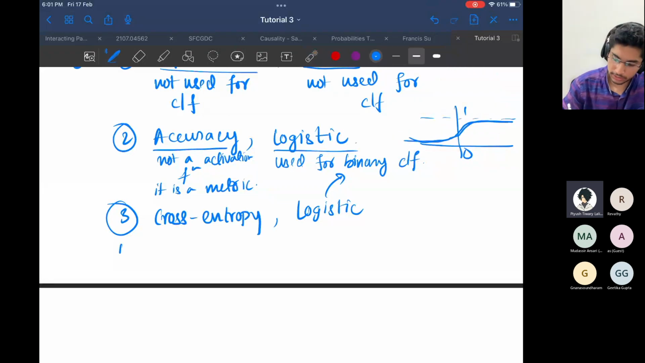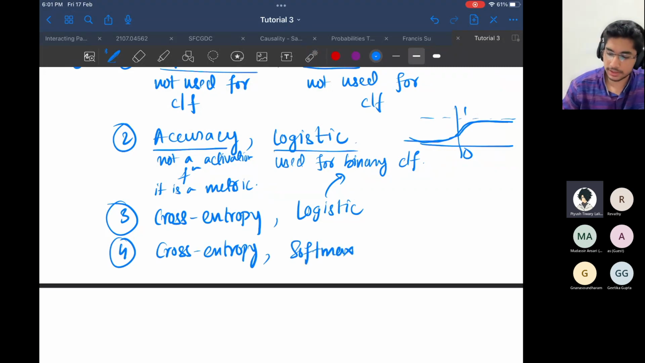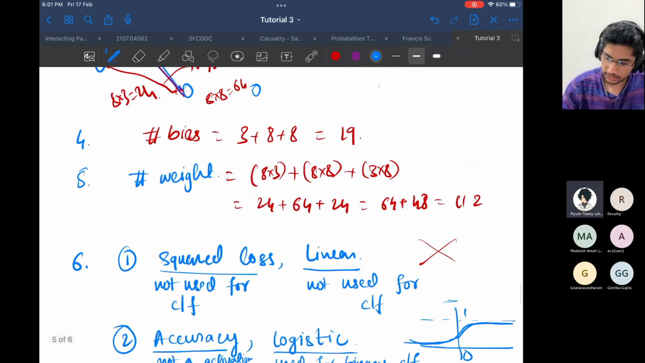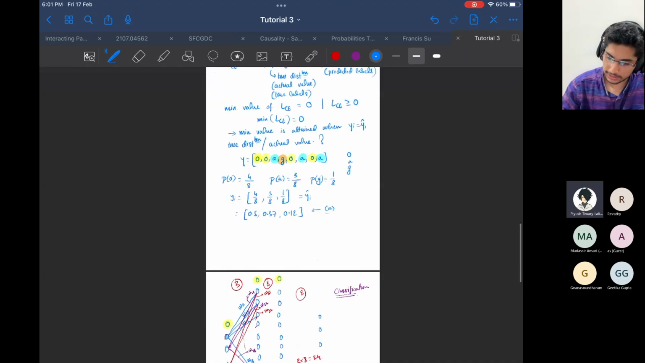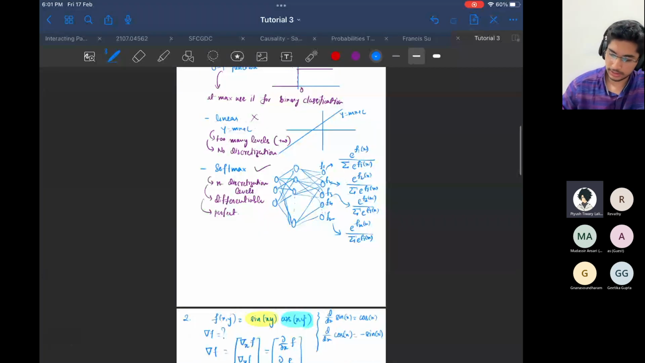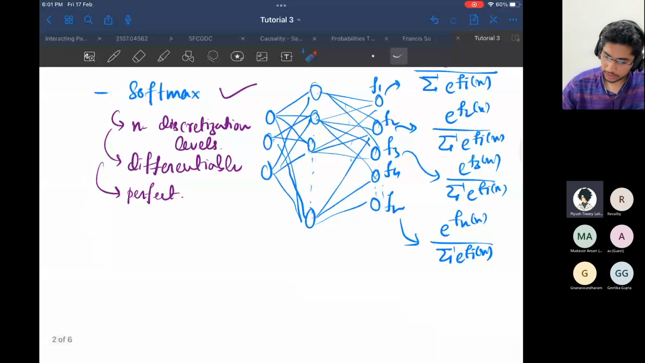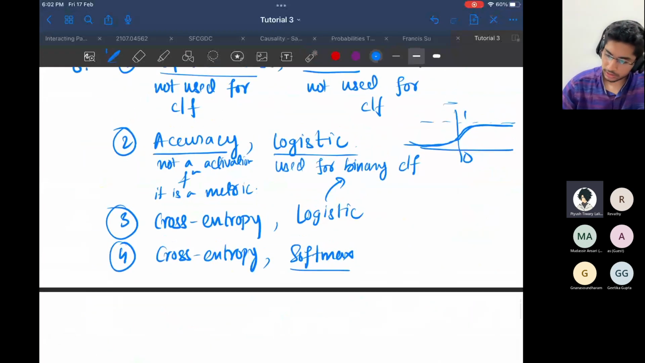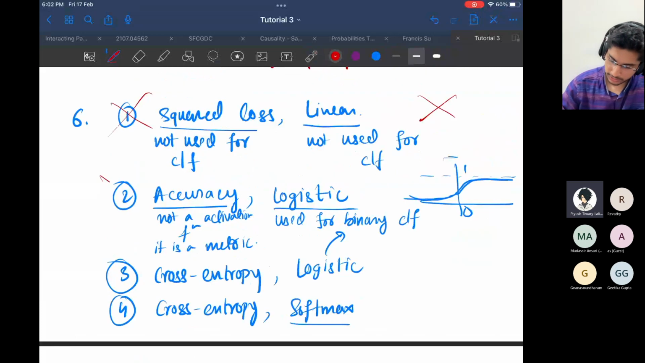Whereas the fourth option, which tells you cross entropy and softmax, is something that works. Softmax actually provides you this third level as well, right? Again, if you didn't follow why it is good, just go back in the lecture. I had discussed it here, why softmax is good. So, long story short, this is wrong. This is also wrong. This is correct.